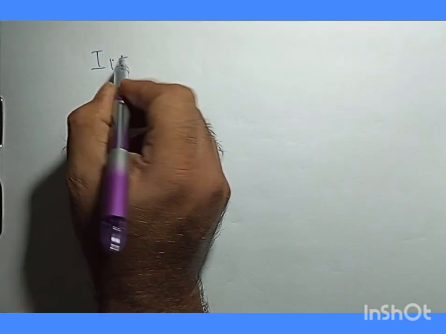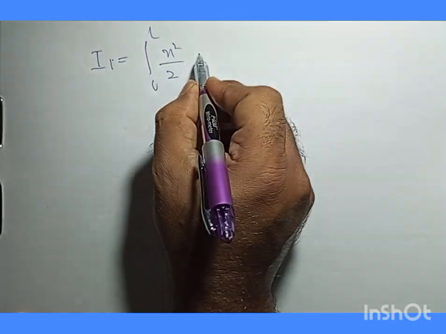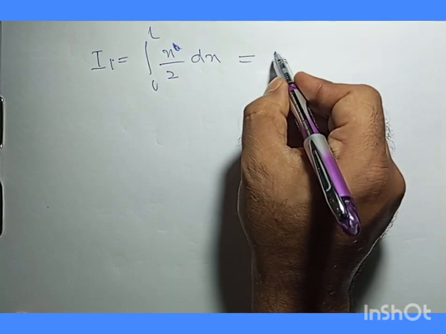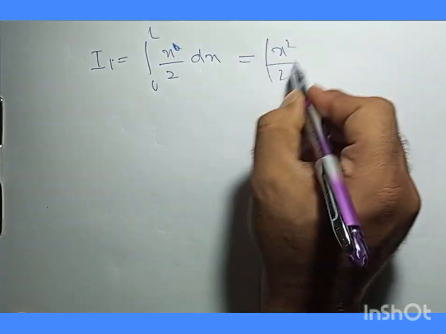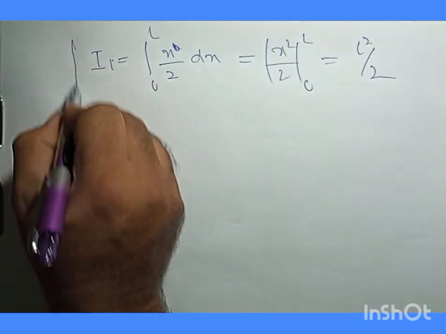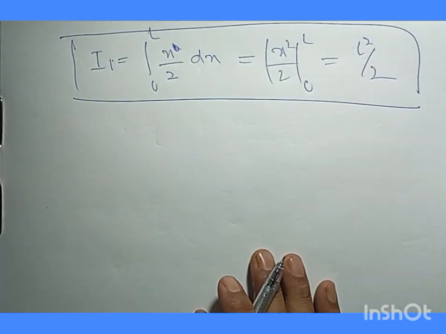I1 will be the integral from 0 to L of x by 2 dx, not x squared. When you integrate it, you will get x squared by 2 from 0 to L. So this will be L squared by 2. So this is the evaluation of the first integral. That should be the case.